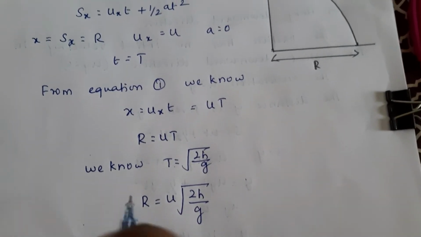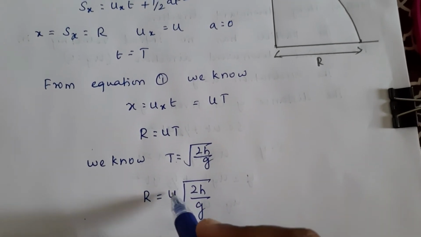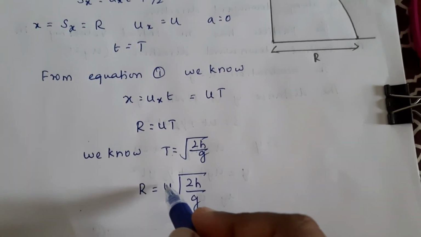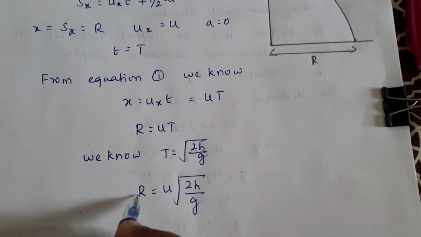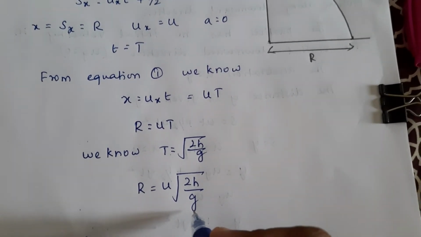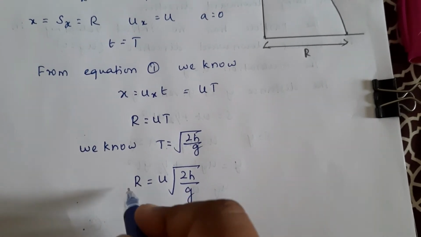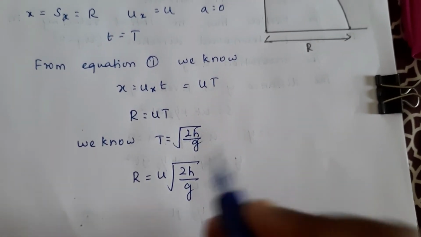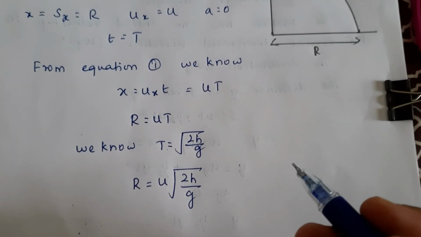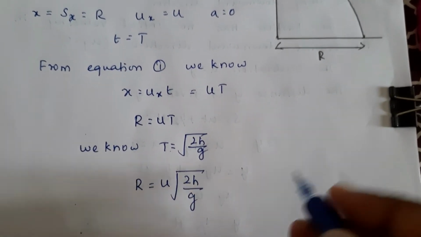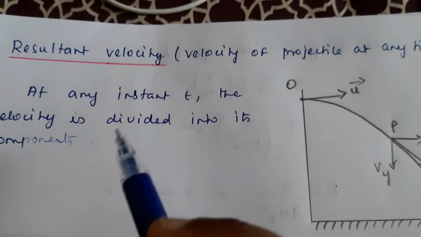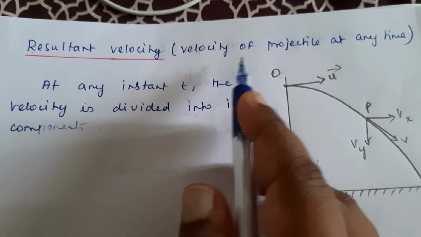Now here you can see R is directly proportional to the initial velocity and inversely proportional to the acceleration due to gravity. So R is directly proportional to initial velocity and inversely proportional to acceleration due to gravity. So this is the expression for what? Range.